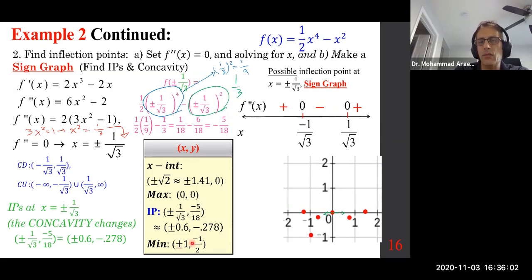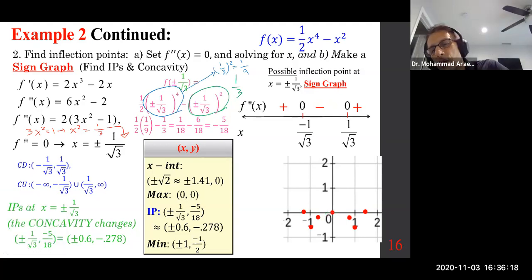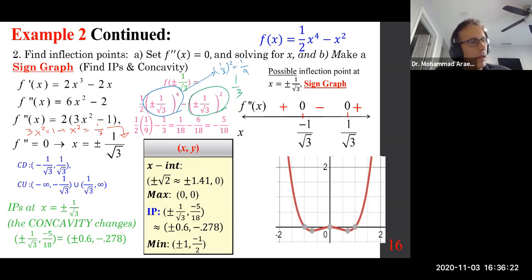Negative 1, negative 1/2, positive 1, negative 1/2. So I hope you see that you really have to do your best to do this, and sometimes it's not easy, okay? So anyways, now I want to erase this, and you put them all together and it looks something like this. I hope you see that the graph is what we have already expected, but it's more precise because we are using calculus.